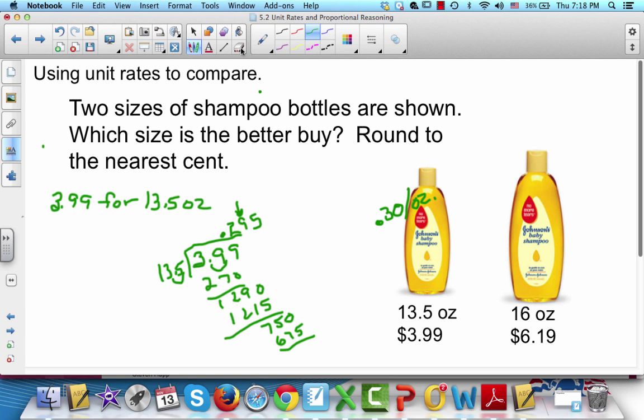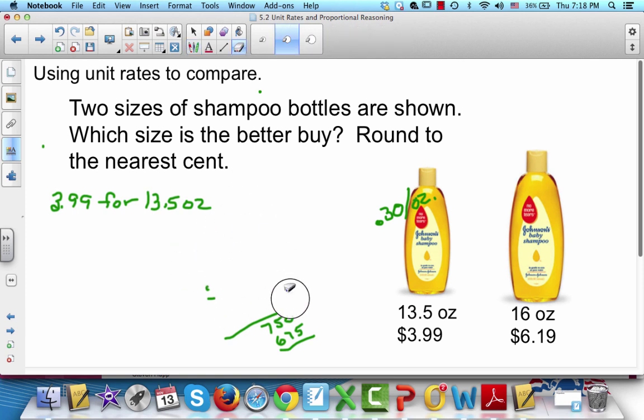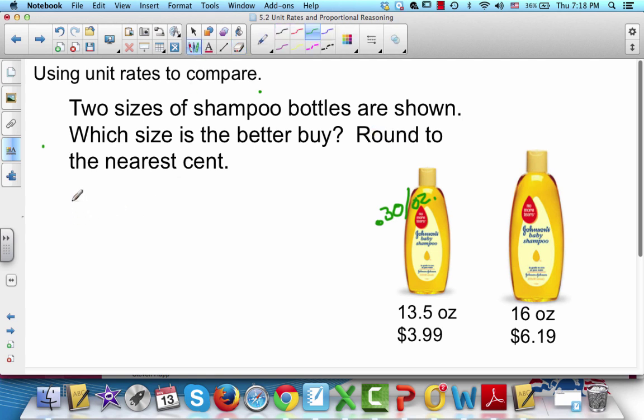Now let's compare the second one. The second one is 16 ounces, and it's $6.19. So it's $6.19 for 16 ounces. So to get the unit rate for it, we're going to divide both of them by 16. So we go 6.19 divided by 16.